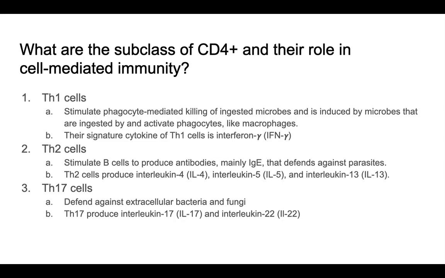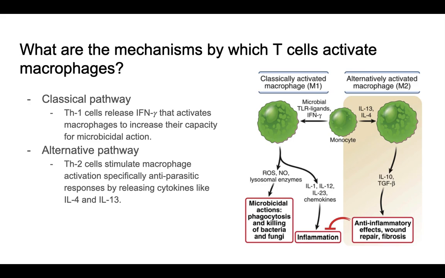T helper 2 cells stimulate B cells to produce antibodies, mainly immunoglobulin E, which helps in the defense against parasites. T helper 2 cells produce cytokines like interleukin 4, interleukin 5, and interleukin 13. T helper 17 cells defend against extracellular bacteria and fungi, and these produce cytokines such as interleukin 17 and interleukin 22.